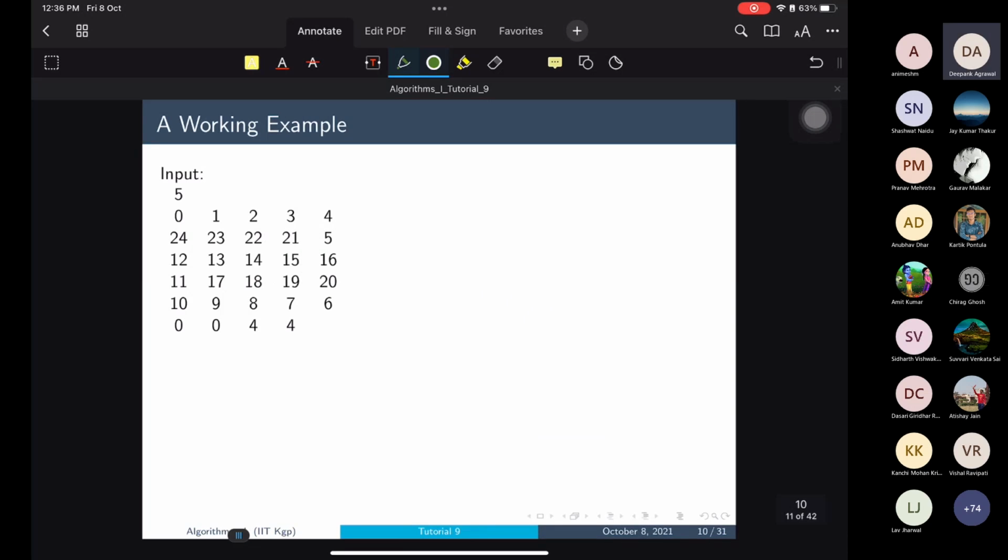Let's try this on a working example, like how this will work. So this is n, that is, the grid is of size 5 into 5. And this is your grid. This is given as S and this is given as F. All right. So that means your start point is this and your ending point is this, right?